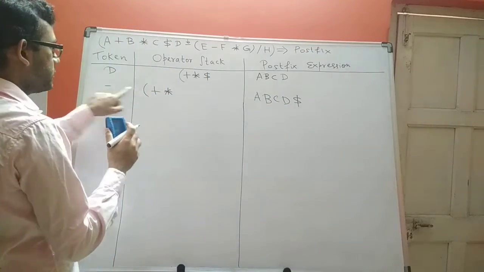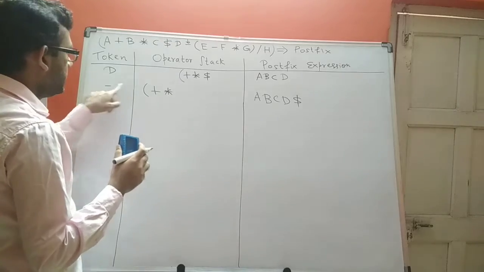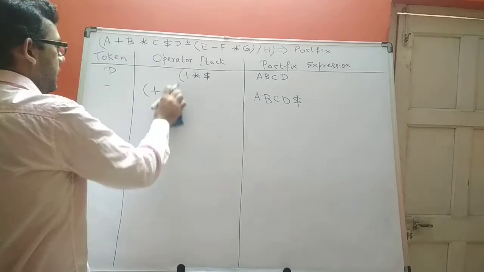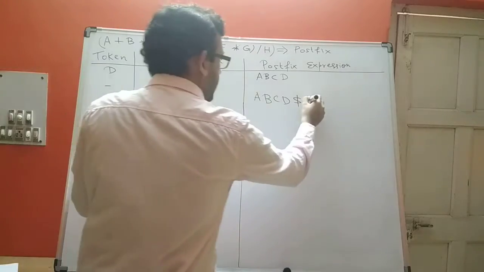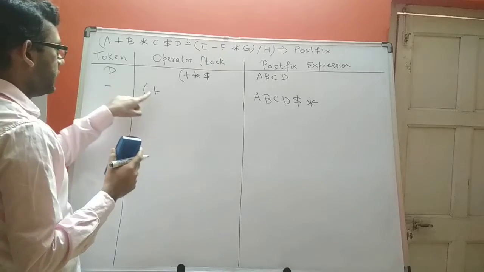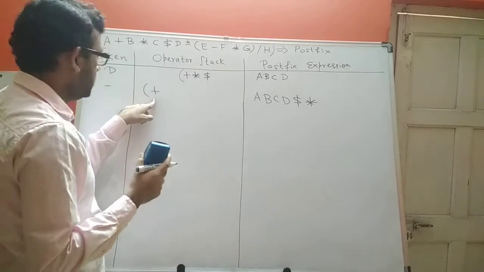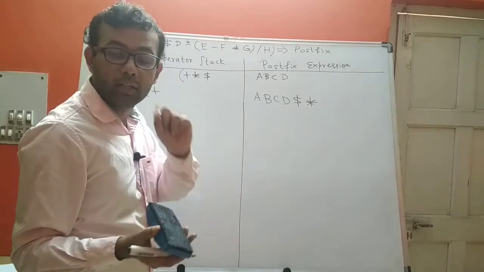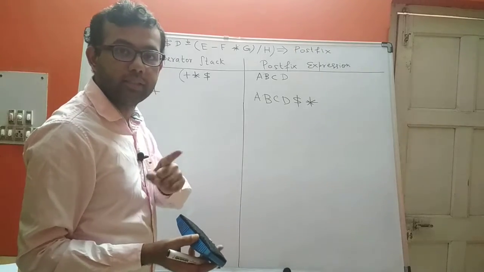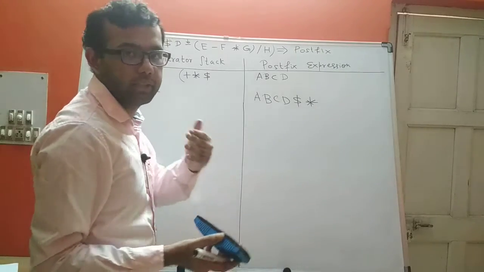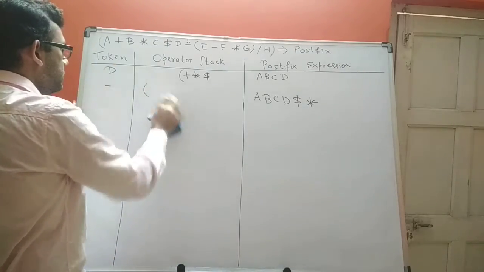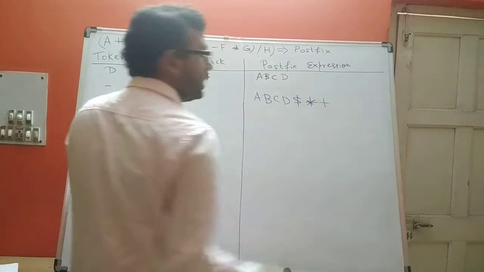Now I'll check minus with multiplication. Is minus greater than multiplication in terms of precedence? No. So I'll do the same thing: I'll pop multiplication and add it to my output. Now, is minus greater in precedence than plus? No. You would say that they have the same precedence, but remember, only an operator with greater precedence can be above an operator with lesser precedence. So minus cannot be above plus. Again, I need to pop plus and add it to the output.